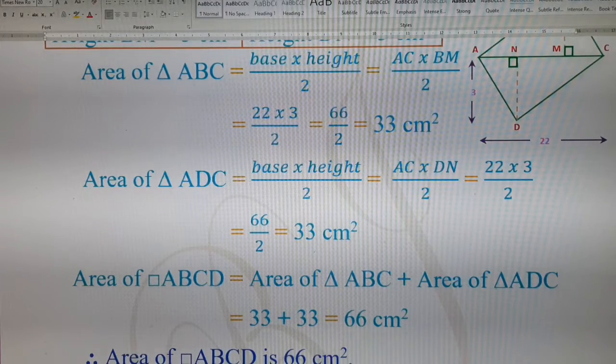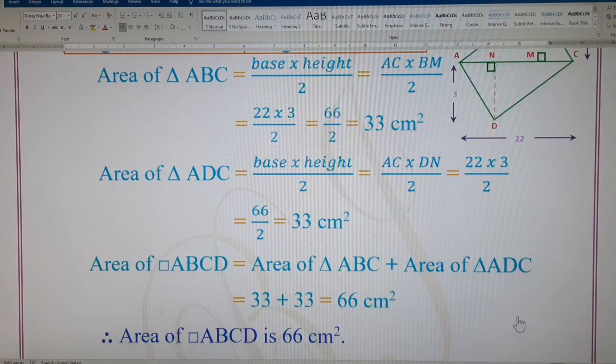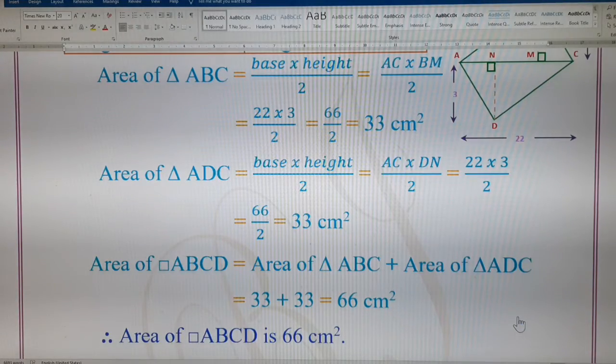Please remember this, children. We complete the lesson perimeter and area, and in the next video we'll be starting the lesson simple equations.